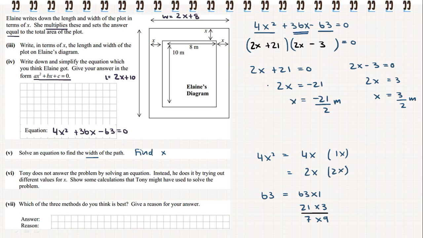So we go back and check, have we answered the question? We have found two values for x, but have we answered the question? They want us to solve an equation to find the width of the path. So what we need to realize really is that if we end up with a minus value, so we have minus 21 over 2, we can't find the measure if it's a negative value. So therefore we're choosing x is equal to 3 over 2. So x is 3 over 2 meters, or we could say 1.5 meters.